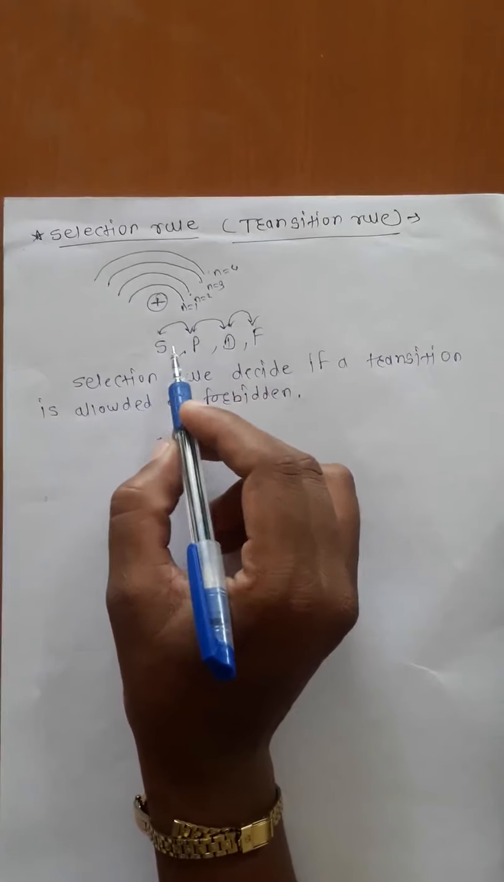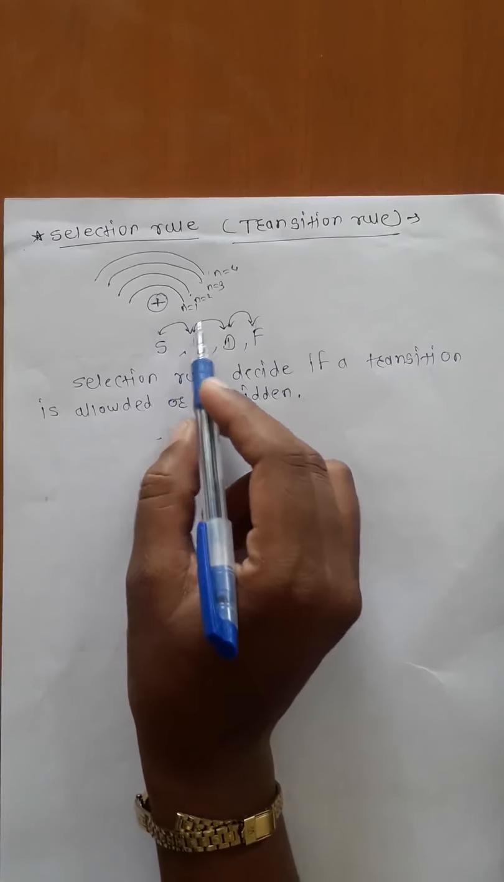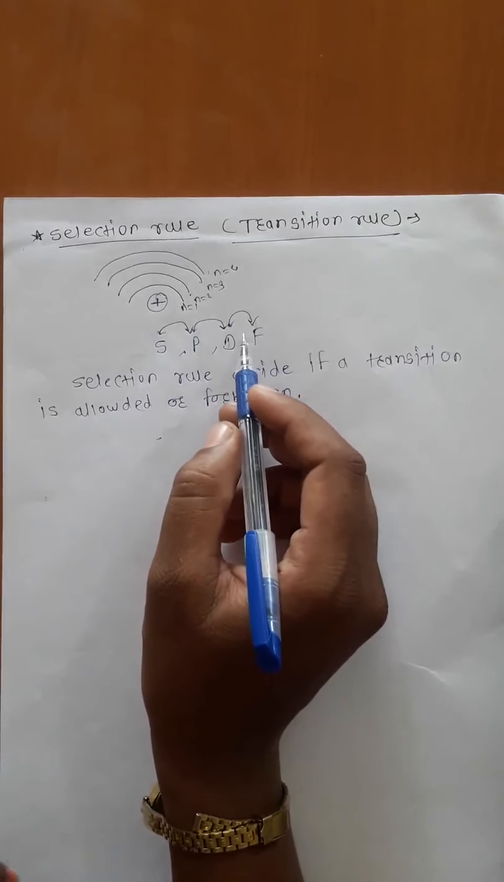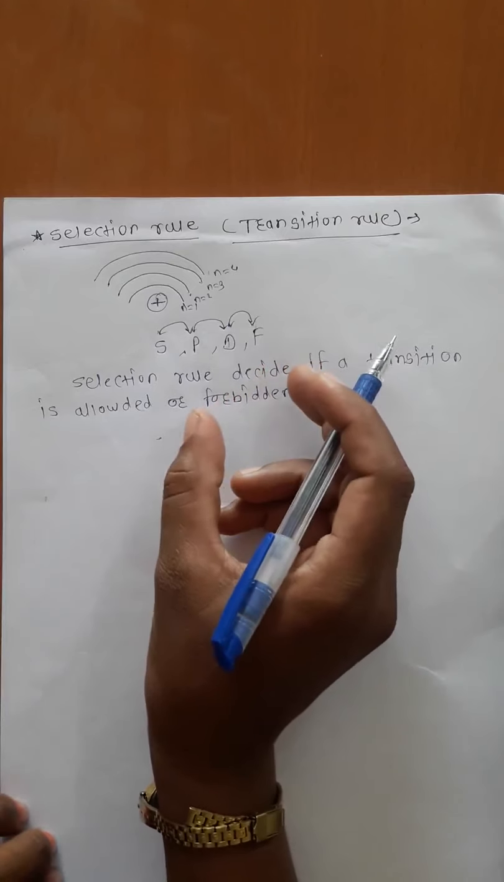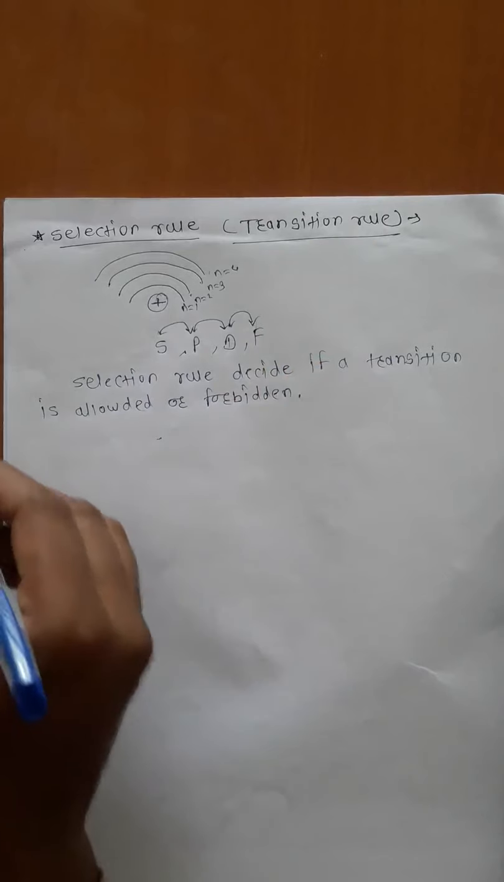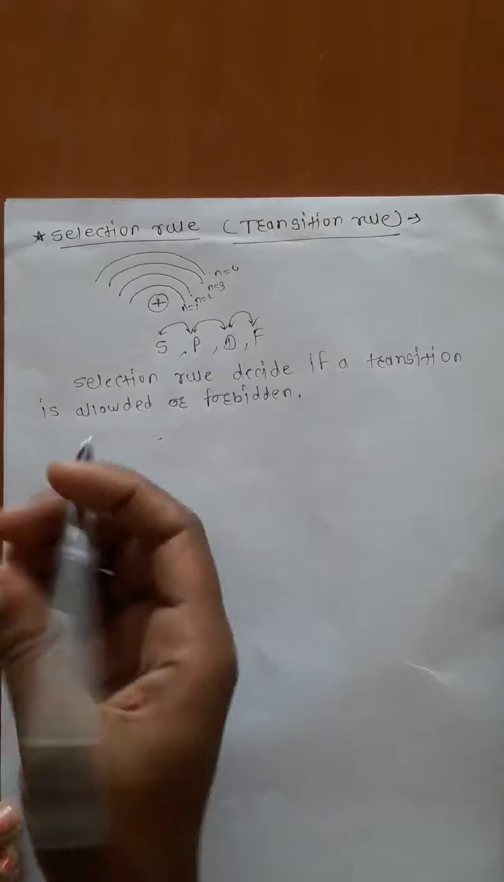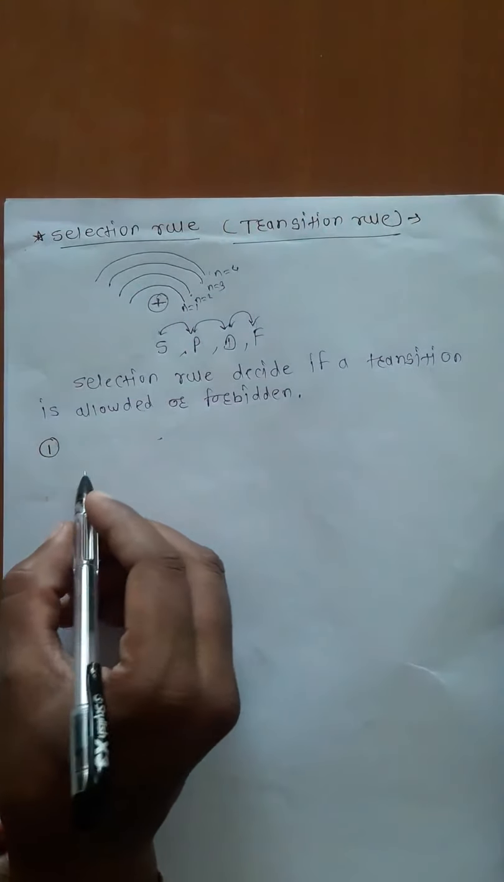Now, when the electron transits from S state to P state, P to D or D to F, there are some restrictions. These restrictions are called the selection rules. The first selection rule is the selection rule for delta S.